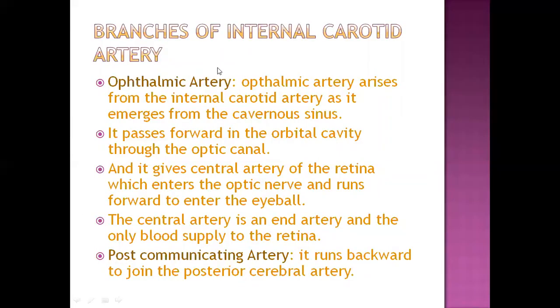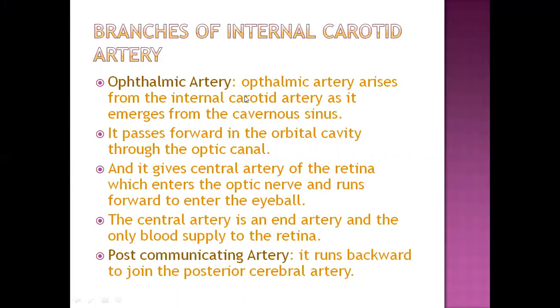The first branch is the ophthalmic artery. The ophthalmic artery arises from the internal carotid artery as it emerges from the cavernous sinus. This ophthalmic artery passes with the optic nerve through the optic canal, and it also gives the central retinal artery of the retina. It passes forward in the orbital cavity through the optic canal, and it gives the central artery of the retina, which enters with the optic nerve and runs forward to the eyeball.